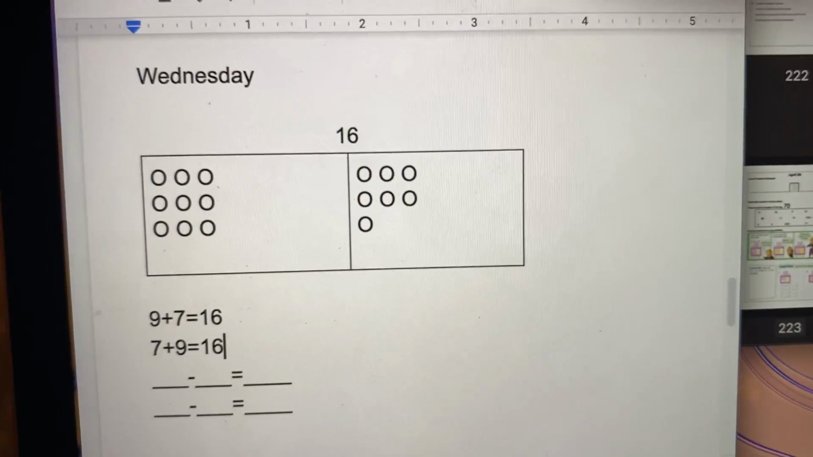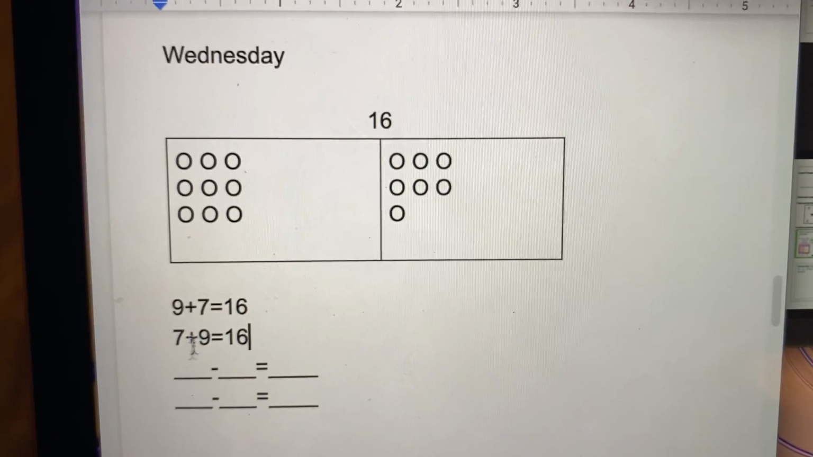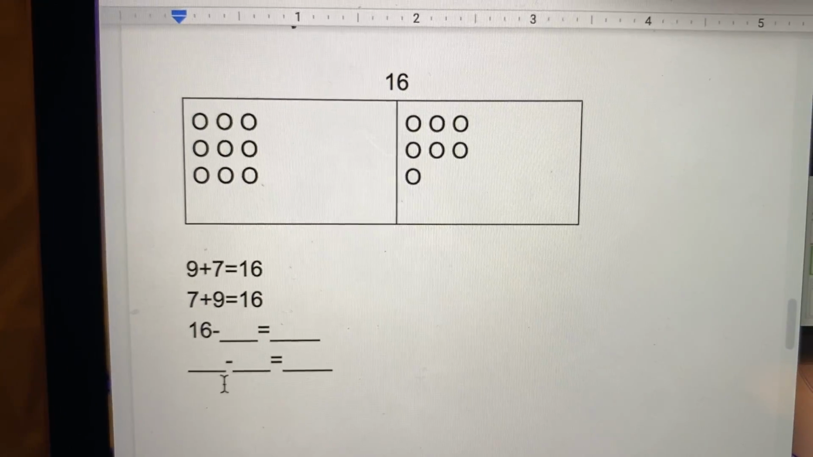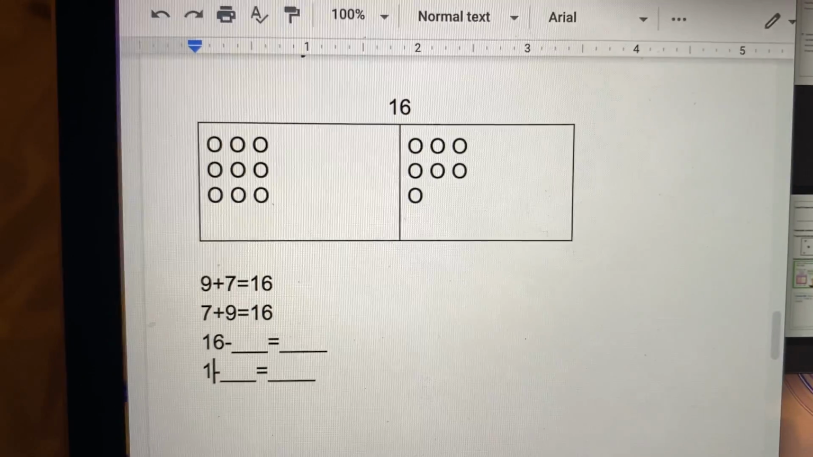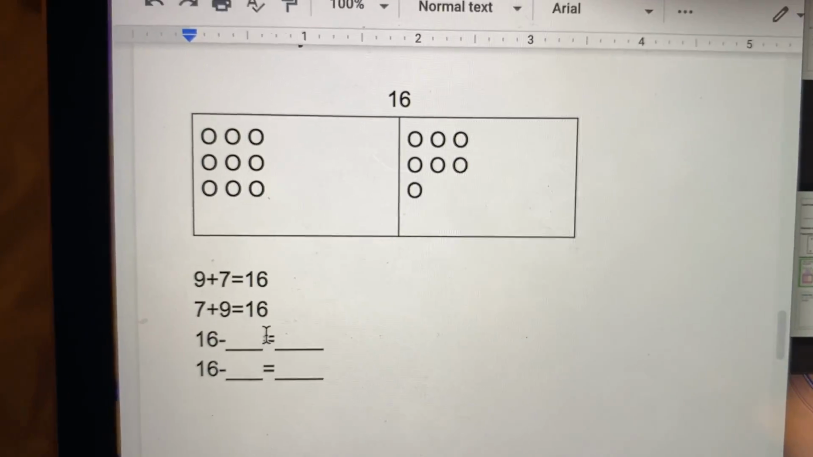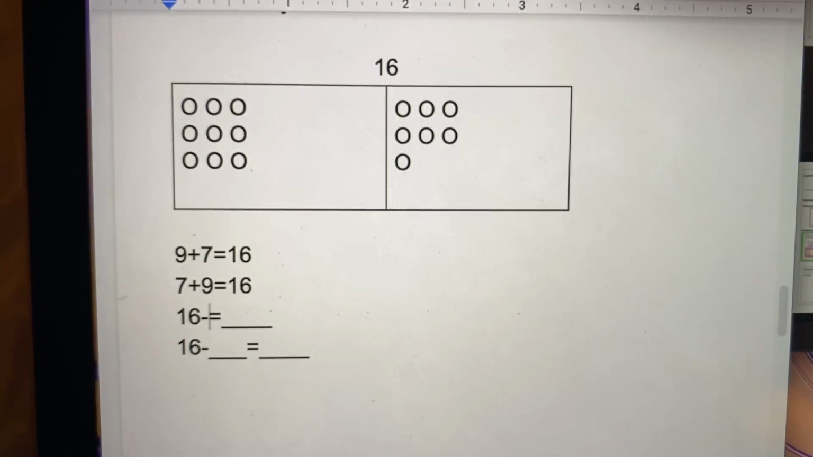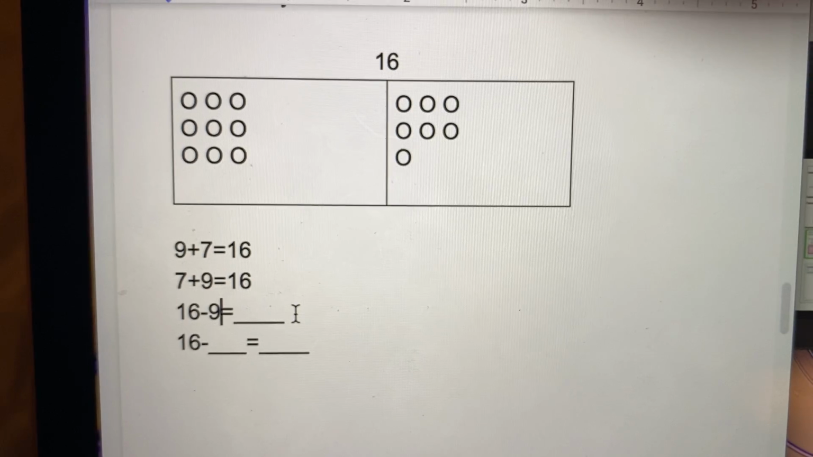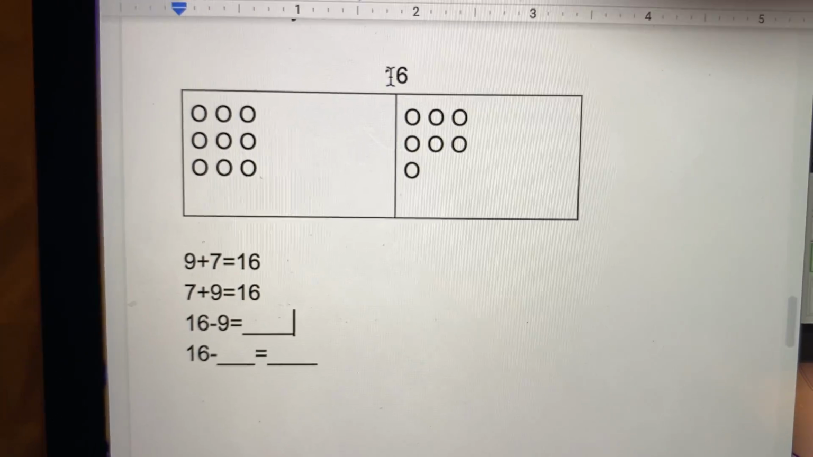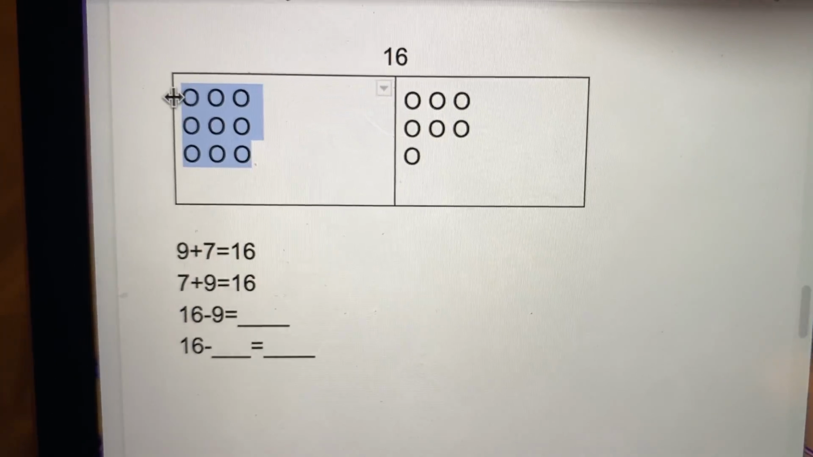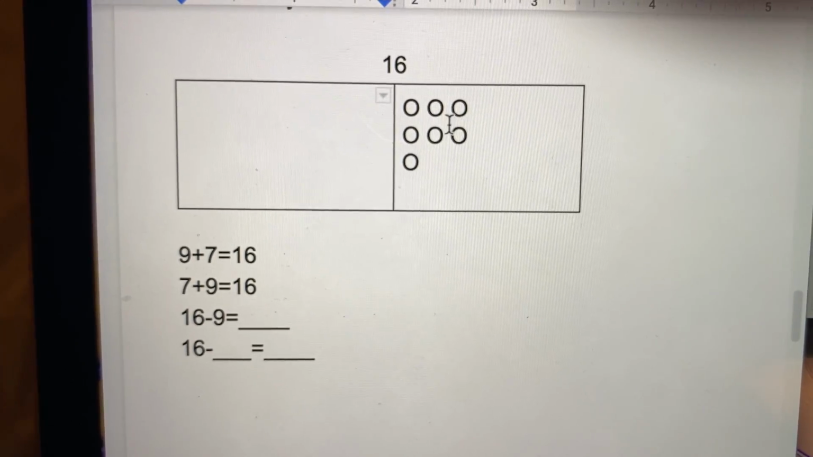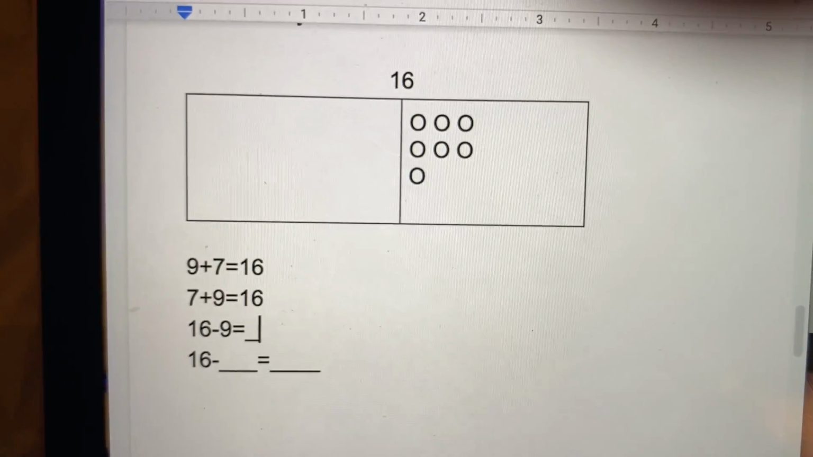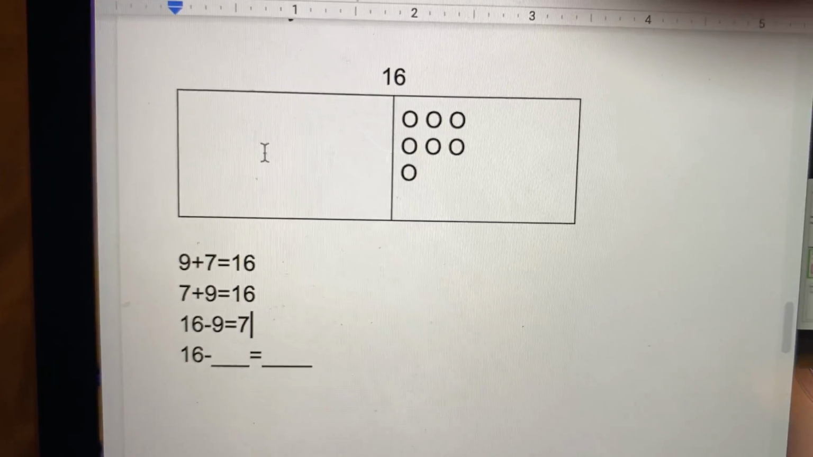That's the easy part because it gave us the part whole. But now we need to subtract. When we subtract, we're starting with our 16 because that's our biggest number. So I'm going to fill that in with both problems now. I can only subtract one part at a time. So I'm going to start with my 9. If I take away all 9 of these, it's going to give me that 7 left over. So 16 minus 9 equals 7.